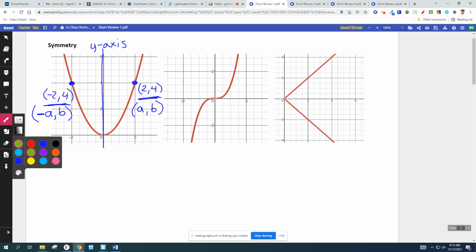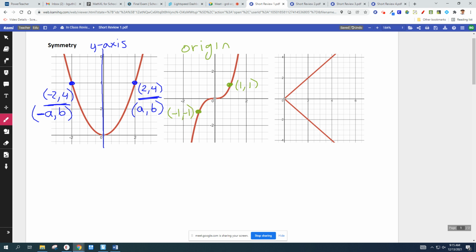The next graph has origin symmetry, symmetry about the origin. Again, if you look at a specific point, like this one right here, this is the point (1, 1), and its symmetry point with respect to the origin is the point (-1, -1). I can tell from looking at the graph that it's symmetric with respect to the origin, but they're probably going to ask something like this. If it's (A, B), then basically what you're doing is taking the opposite of both of the coordinates: (-A, -B).